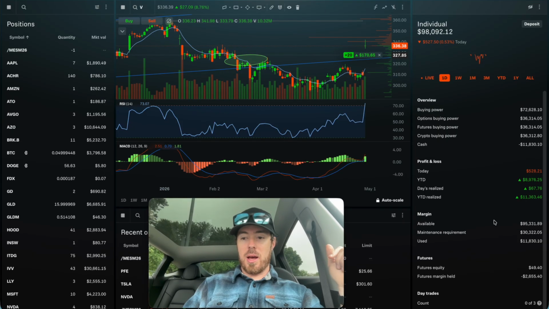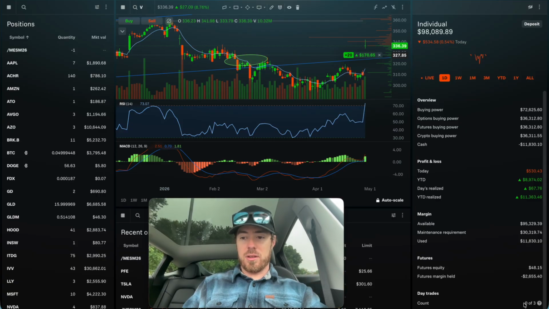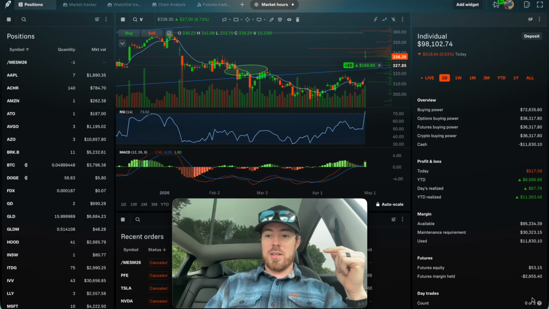Okay, this tab also shows you day trades. So if you are the type of person that's trying to buy a stock low and then sell it high that same day, you're going to get flagged. One right here. You do that again on a different stock or the same stock, it's going to go 2, then 3. If this hits 3 of 3, it will flag you as a pattern day trader.